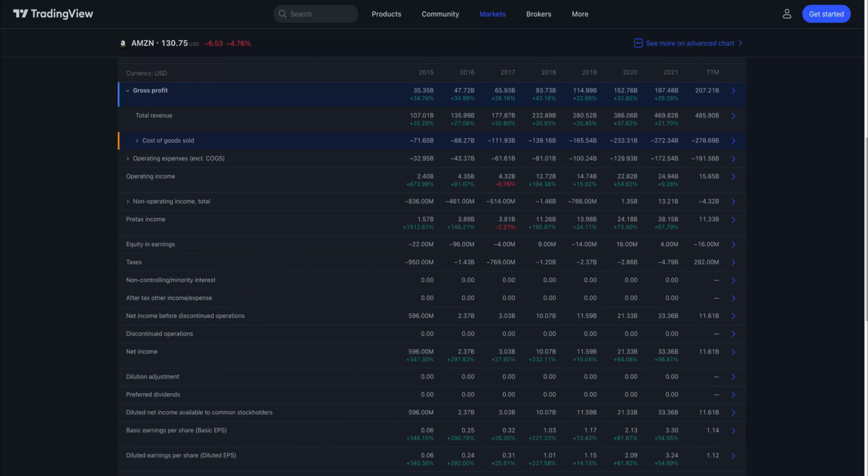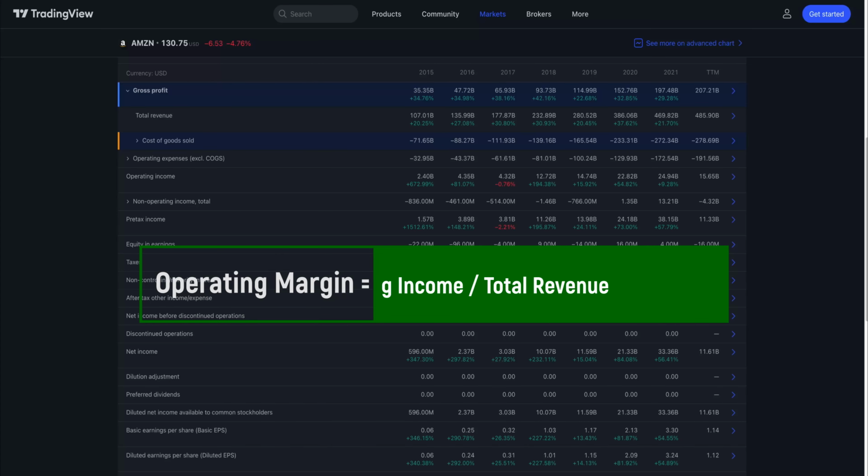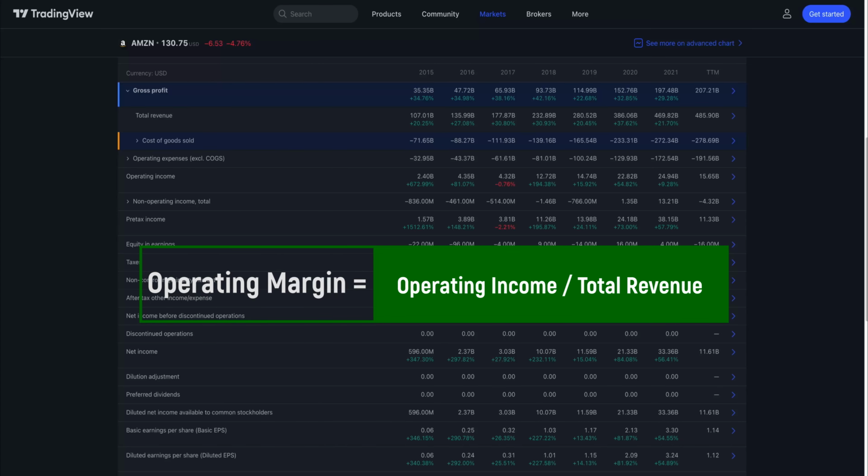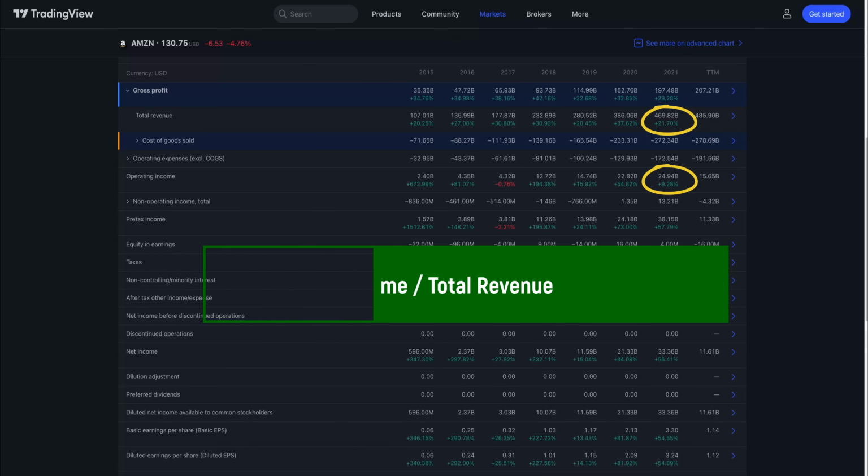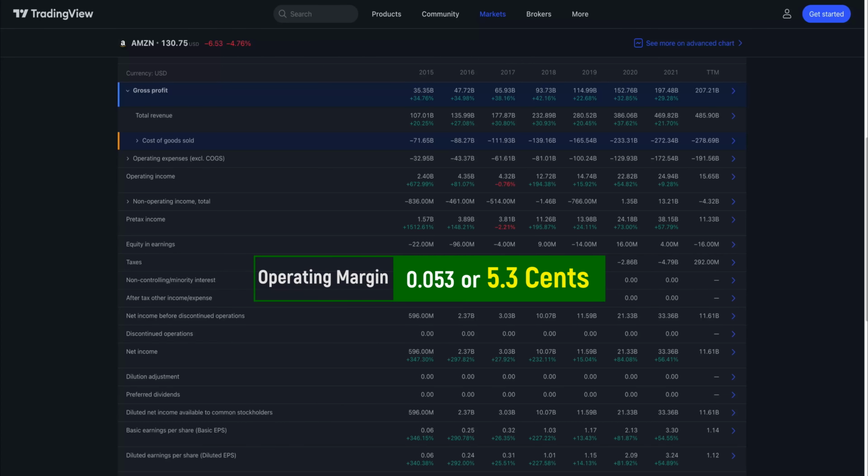The other metric to calculate is the operating margin, which measures how much profit a company makes on a dollar of sales after paying for variable costs of production, such as wages and raw materials, but before paying interest or tax. To calculate that, you need to divide the operating income with the total revenue. In our case, these numbers are $24.94 billion and $469.82 billion. The number we get after we do that calculation is 0.053. That means that for every dollar of sales, Amazon makes 5.3 cents.